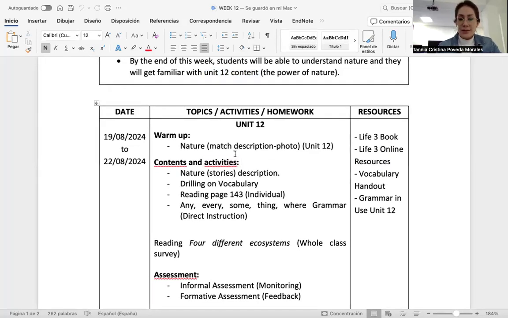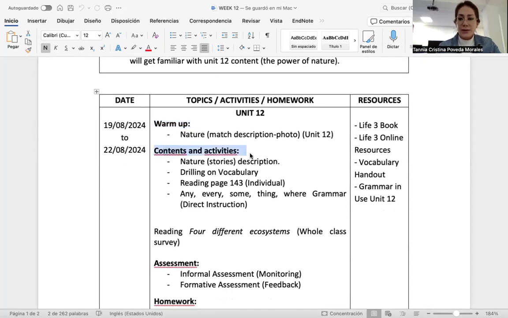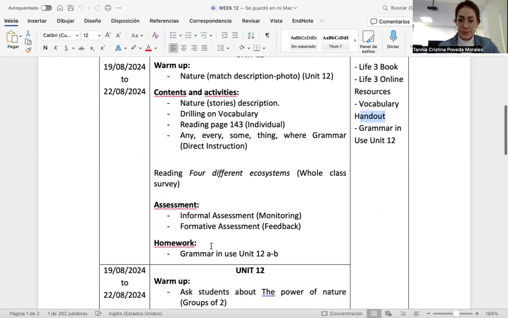In each class, it's important to consider a warm-up because the students need to remember the activities and the materials that we checked in the last class. About the contents and activities, we have to describe all of them and check all of the resources that they can use. For example, online resources, maybe the book or a handout that we can provide to the students, probably through the Moodle platform or through the chat here in the Zoom class.